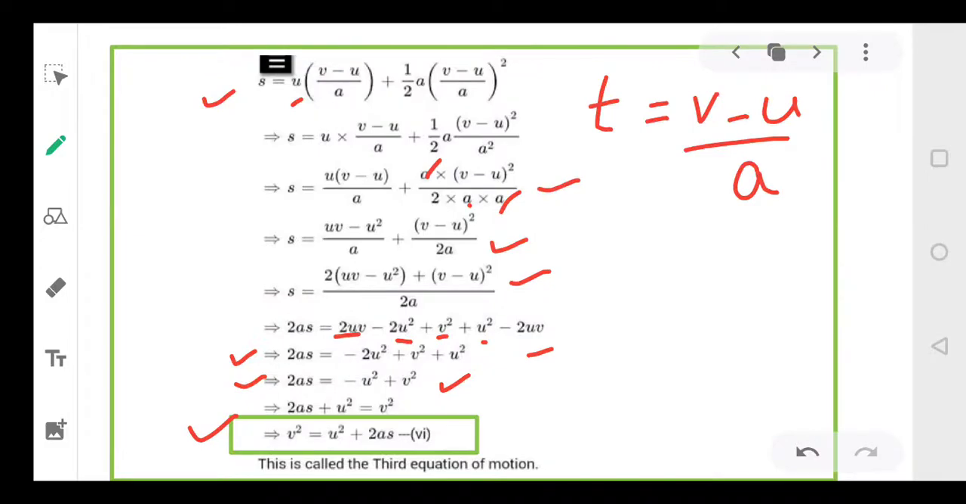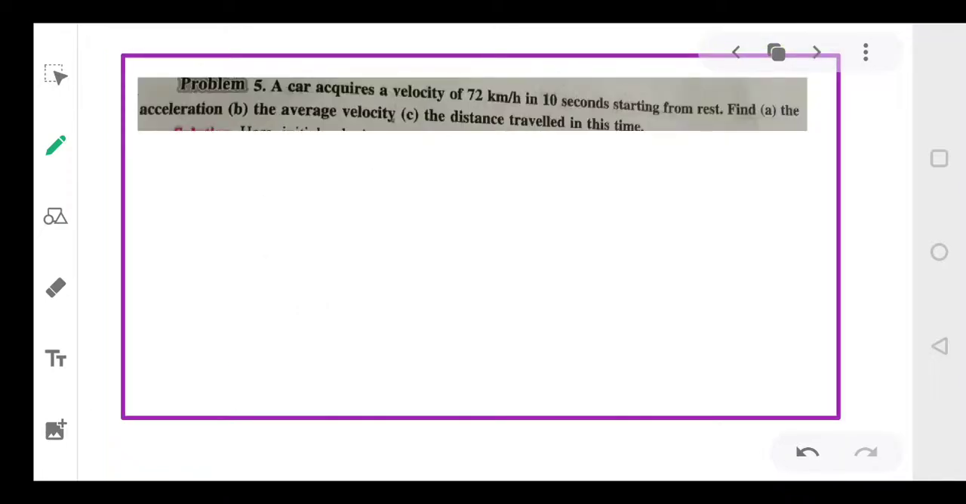So we have put the values and we have come up with v square minus u square is equal to 2as, and this is your equation number 3. Now we'll be doing the numericals based on this equation. I hope you remember the formula. The formula is v square minus u square is equal to 2as. Okay, dear students, this formula we'll be using.